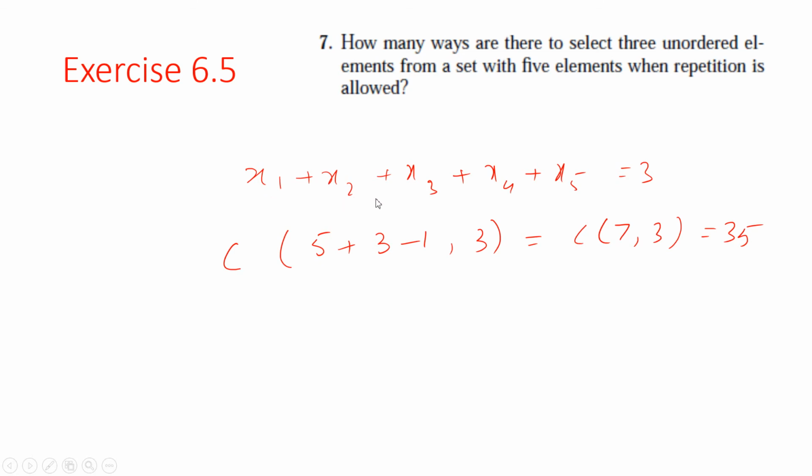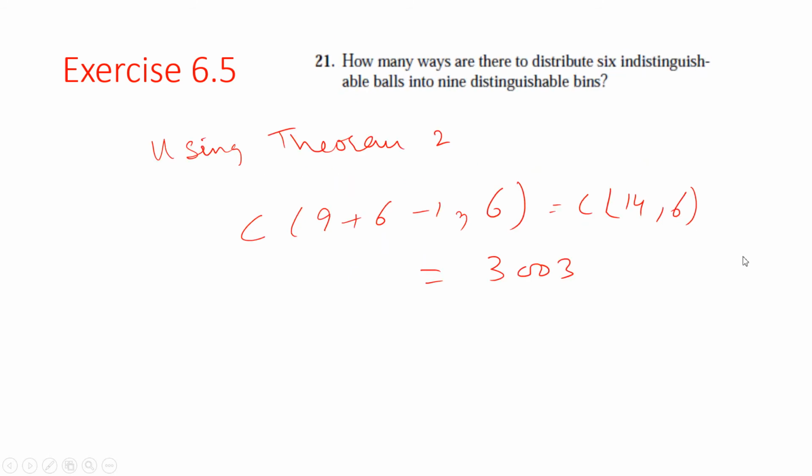So we have to solve this type of equation, and this allows us to solve by using this formula, repeated combinations. 5 plus 3 minus 1, that is n is 5, r is 3. So 5 plus 3 minus 1, C 3, and the answer is 35.